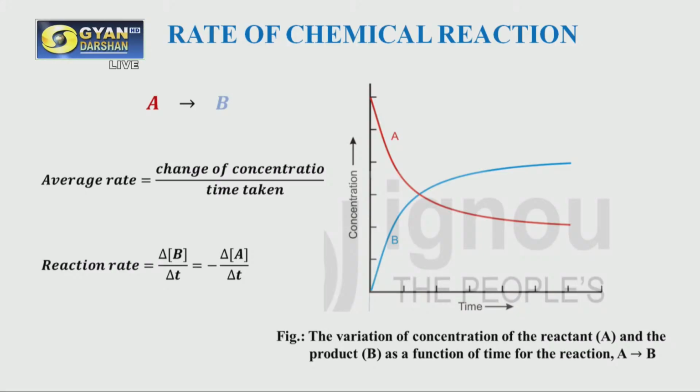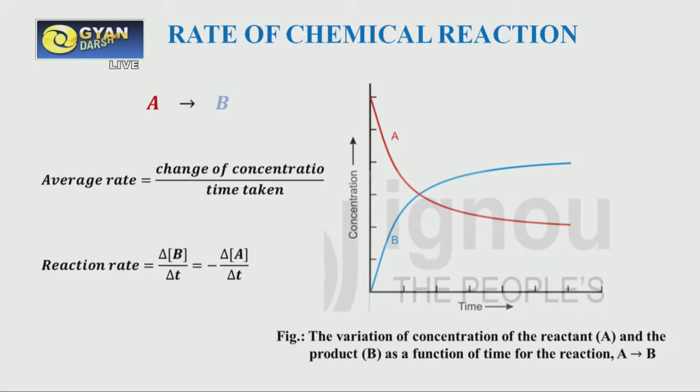Suppose at time t1 we monitor the chemical reaction A to B, and we see the concentration of B is B1, and after some time, at time t2, the concentration of B is B2. So what is the reaction rate? Here it is B2 minus B1 divided by t2 minus t1. Simply the difference of the concentration divided by the difference of time gives the reaction rate.